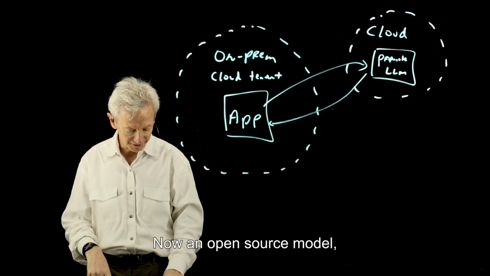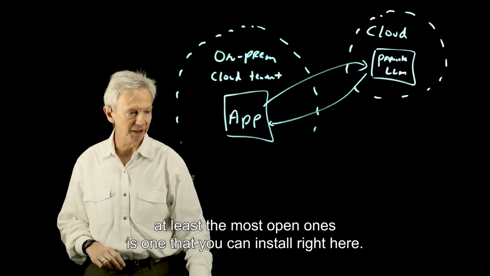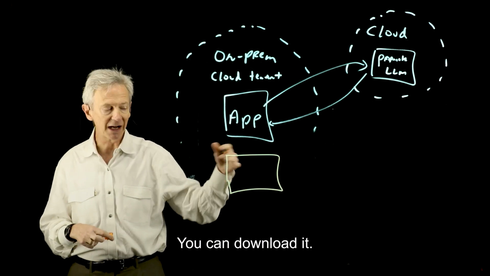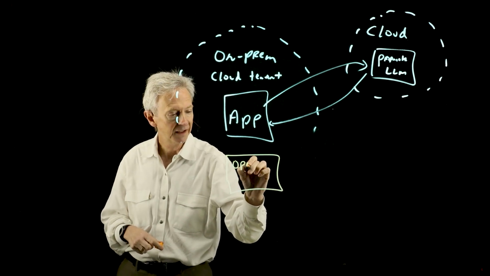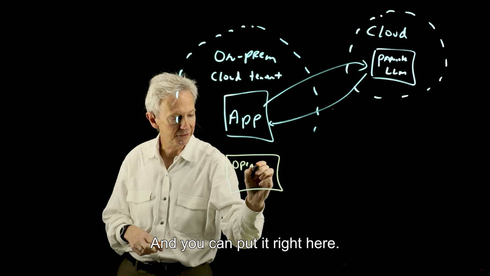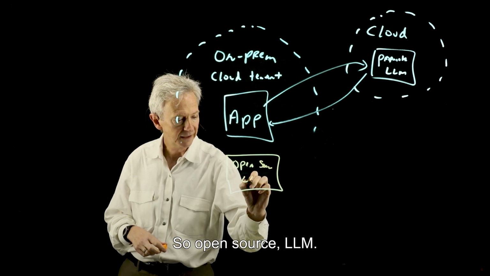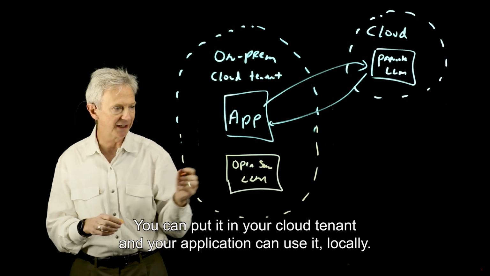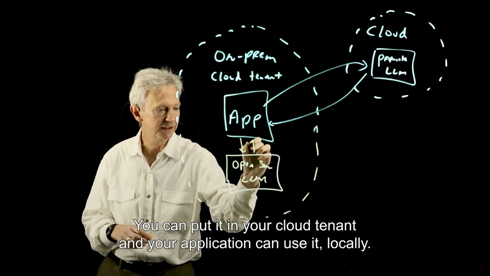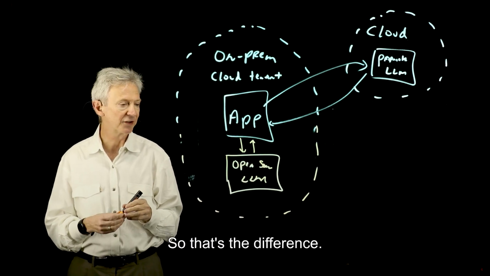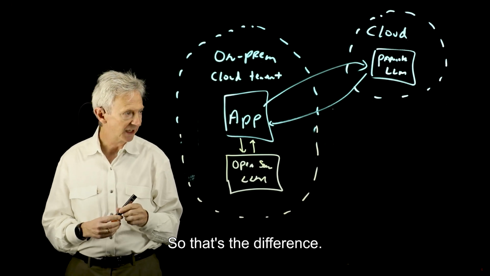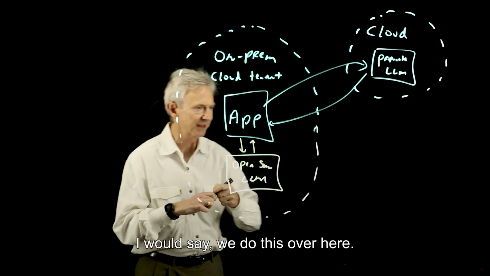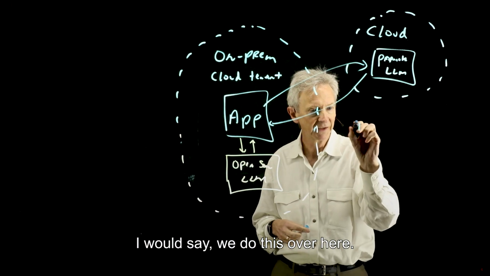Now, an open source model, at least the most open ones, is one that you can install right here. You can download it, and you can put it right here. So open source LLM. So you can put it in your on-prem environment. You can put it in your cloud tenant, and your application can use it locally. So that's the difference.